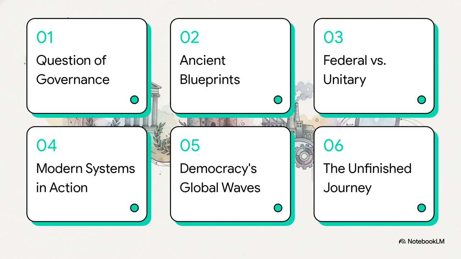Okay, so here's our game plan. We're going to start by looking at the ancient blueprints from places like Greece and Rome. Then we'll jump to the modern era to get a handle on the huge difference between federal and unitary systems. We'll see how this plays out in the real world, and then we'll zoom out to see the incredible story of democracy's spread and the challenges it's facing right now.